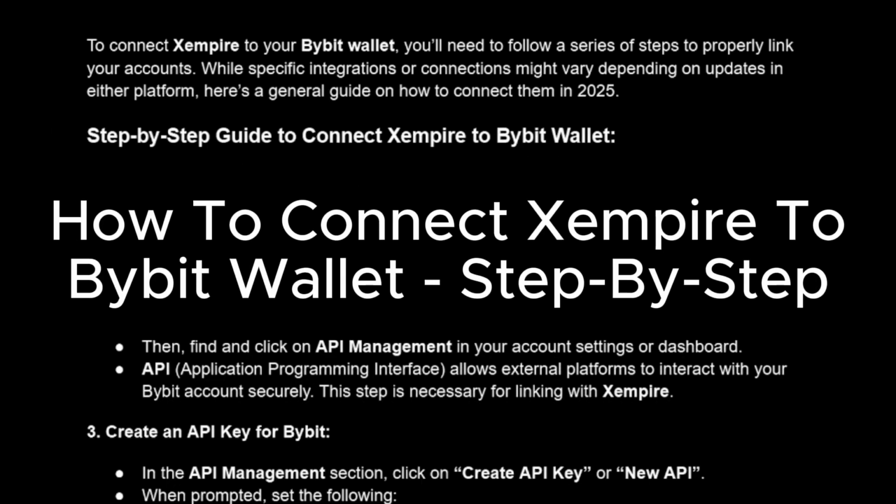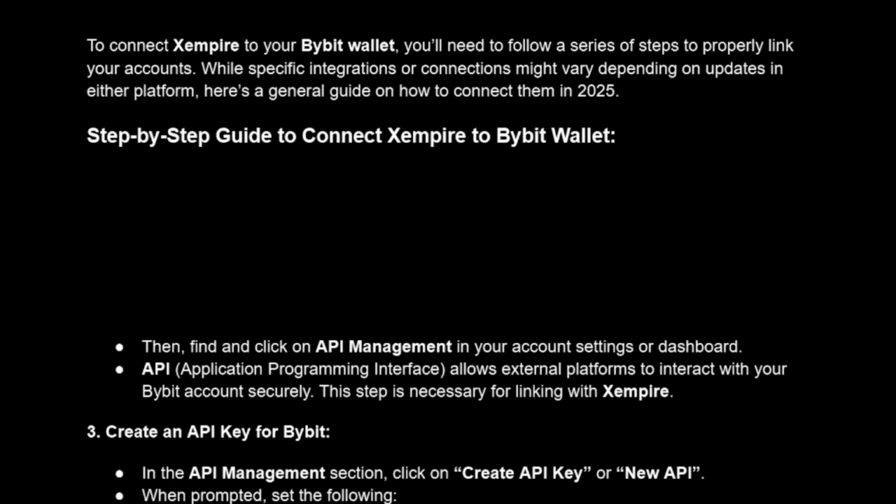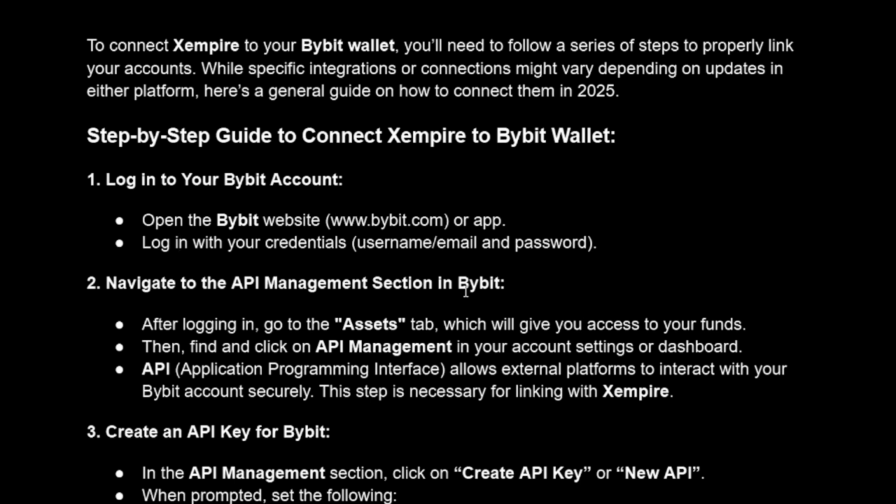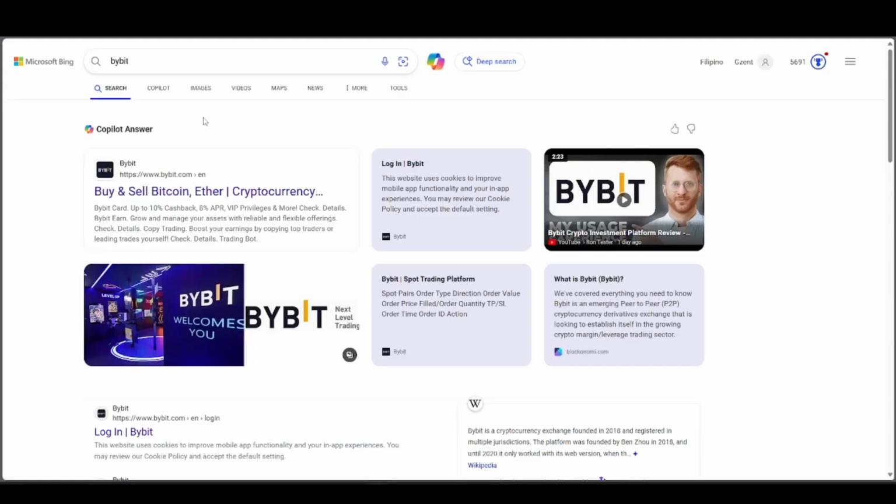How to connect Xempire to your Bybit wallet. So log into your Bybit account. You can do this in the app or the website. Now we'll be showing you the website option. So just go ahead and search for Bybit, and the first link should be their official website.